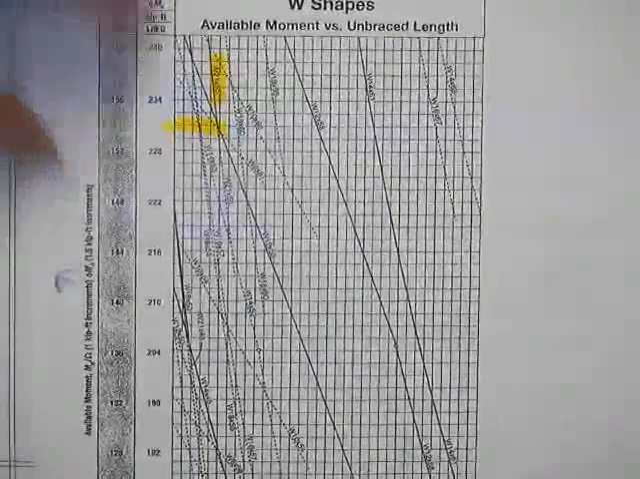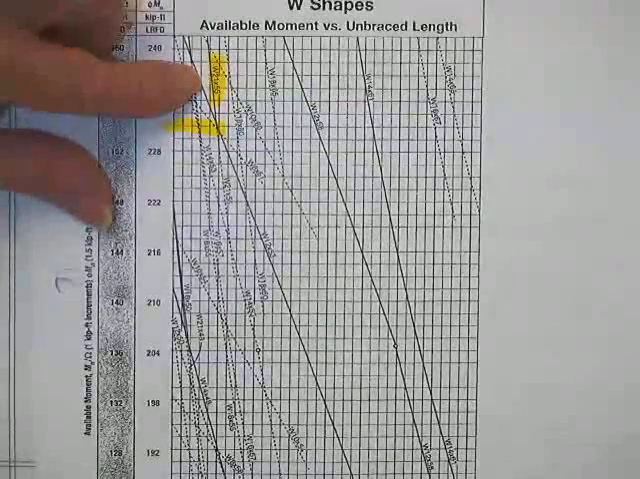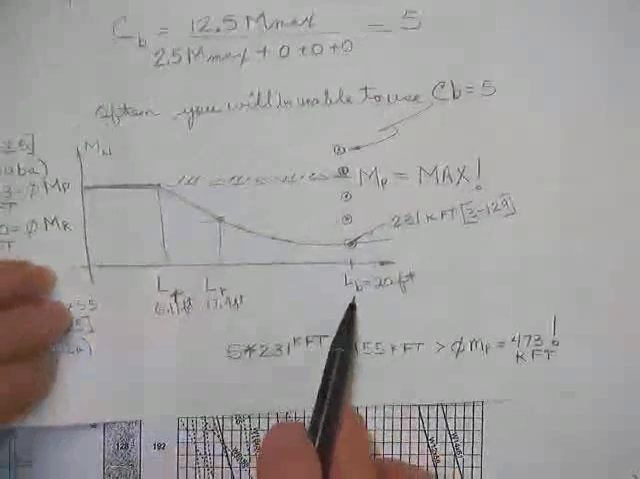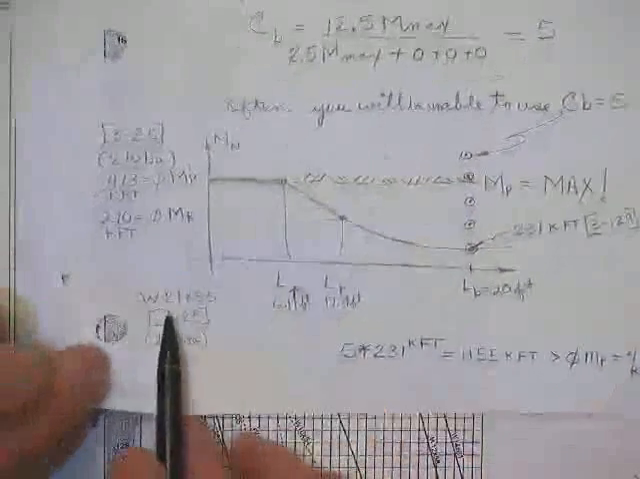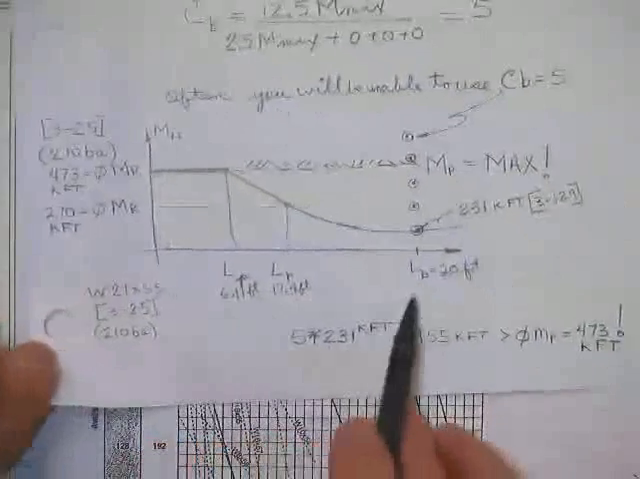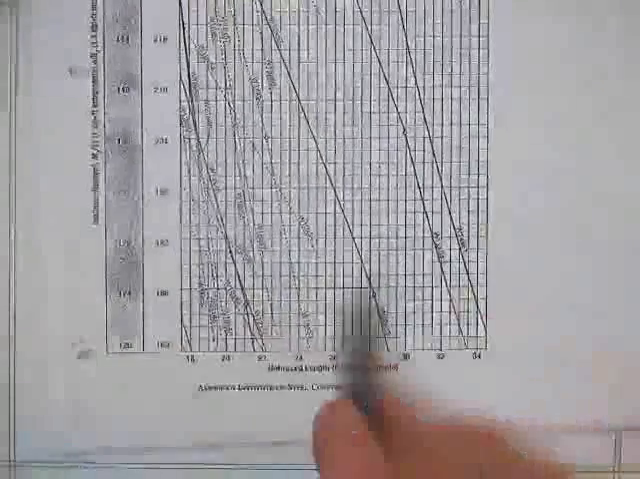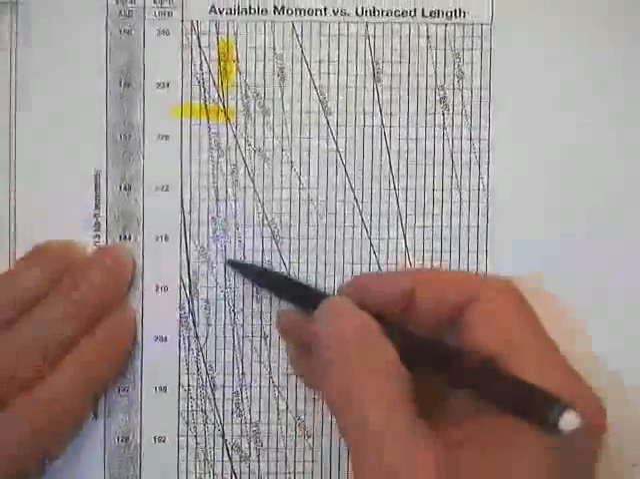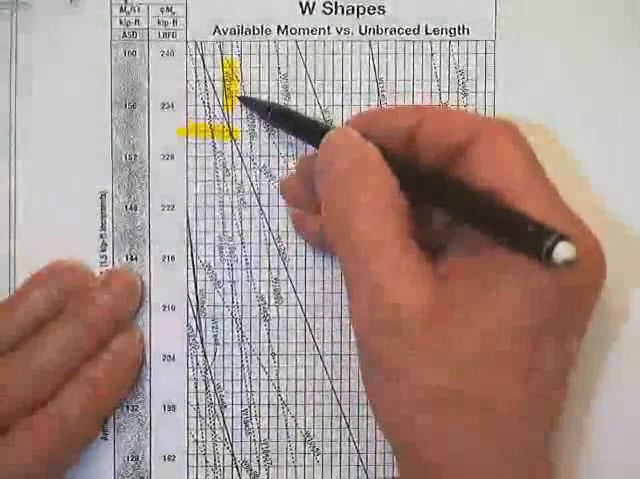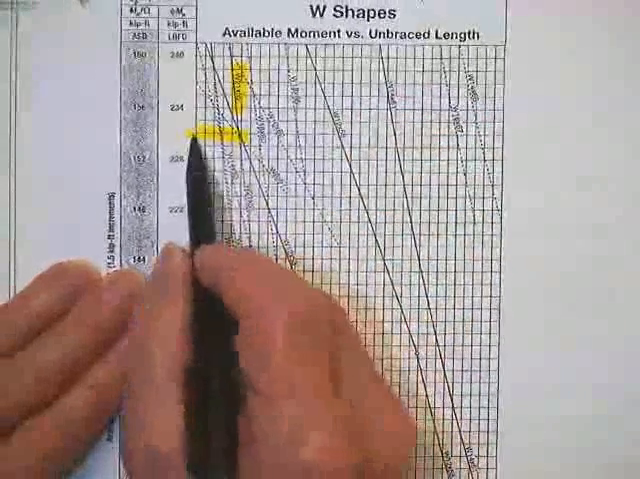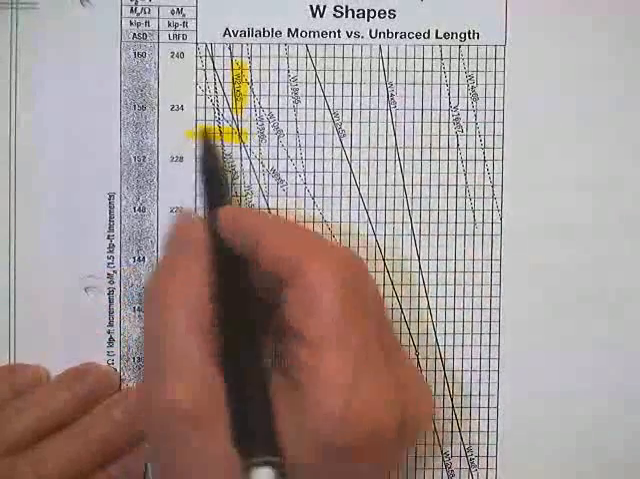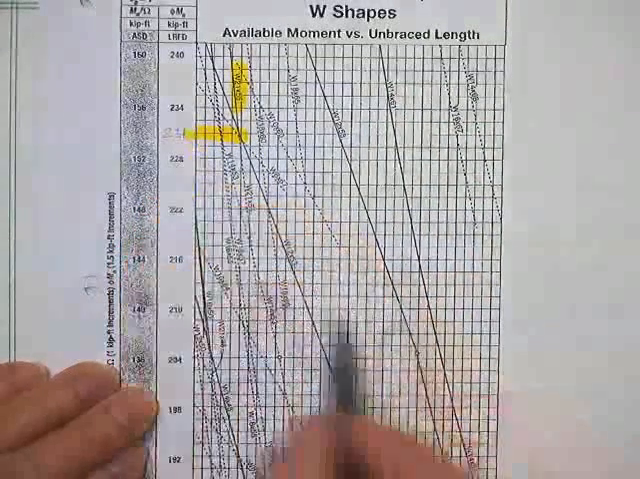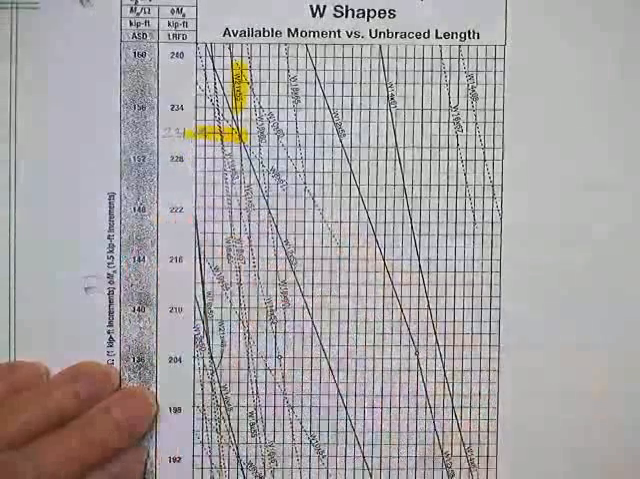We were using a W. Oh, here's the W21 by 55. This is where I got this number from. Although it may not look like it on this curve, here's the 231. I'm looking for a W21 by 55, picked at random, 20 feet long. Here is the 20 feet long. I only looked at about 30 pages before I finally said, oh, there it is, a W21 by 55. And somewhere out in here it says I got 231 kip feet. That's where I got it from.